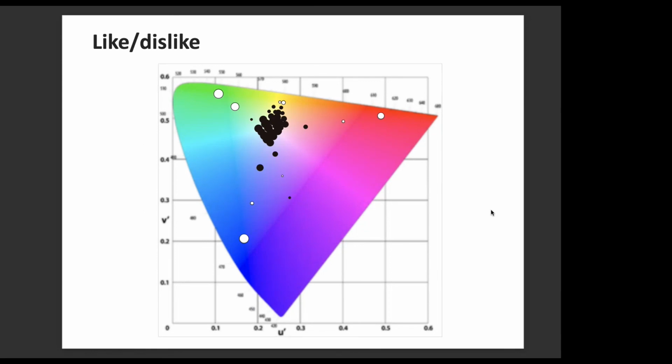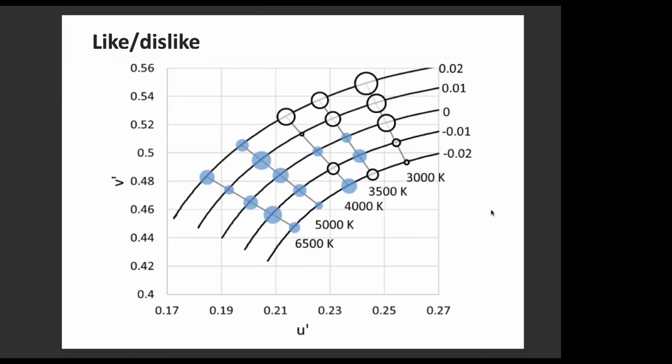Here shows the results for the scales for our facial impression. The first one is like, dislike. Next slide, please. What we are most interested in is white lights, because although sometimes we are using colored lights for interior lighting, normally we are using white lights. So here is the result for white lights. And what kind of white lights are the most liked by the observers? As you can see here, the result is the high CCT, but negative values for the DUV. Next slide, please.